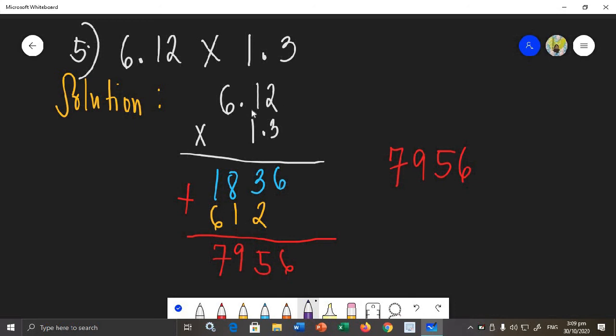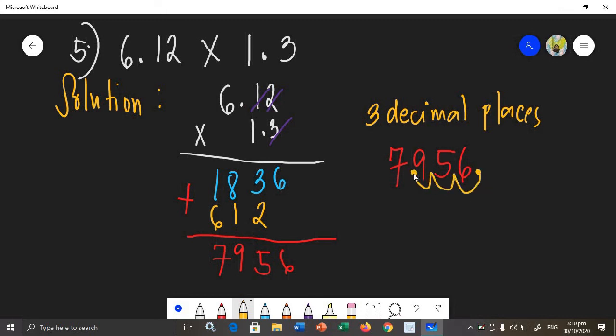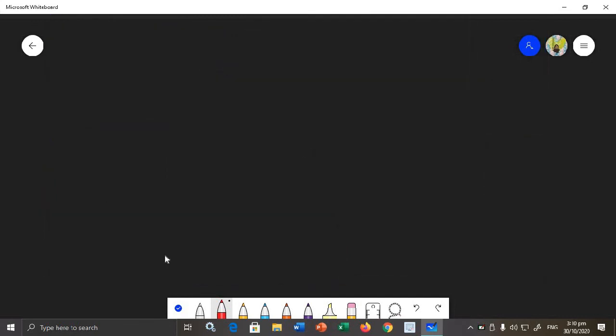Okay, so we have in this example 1, 2, 3. So we have 3 decimal places, and this will be the number of movements of the decimal point. Okay, so we have 3 decimal places, and dito yung decimal point, 1, 2, 3. So dito siya. Okay, therefore the product of this given is 7.956. Yan.